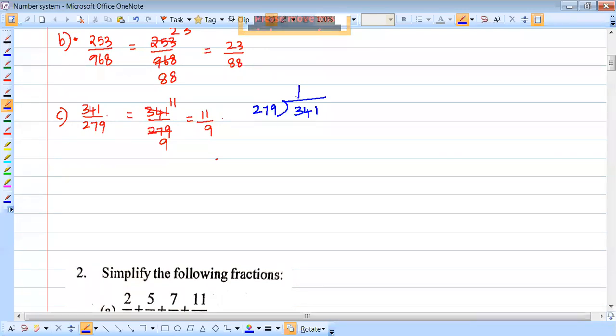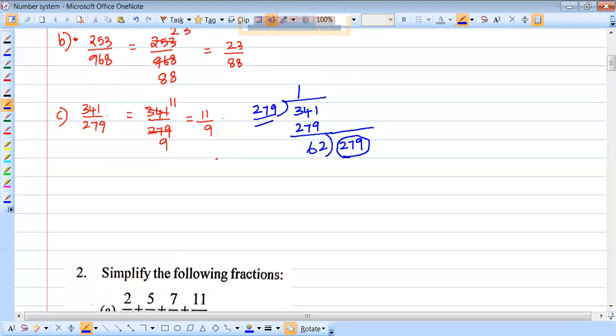Now, how many times will it go? One time it will go. Okay. So what is the remainder here? Here 2 will be there and here 13 minus 3, 6, 7, 62. So 62 is the remainder, correct? Now once again we have to do 279. Hope you understood how I got this 279.